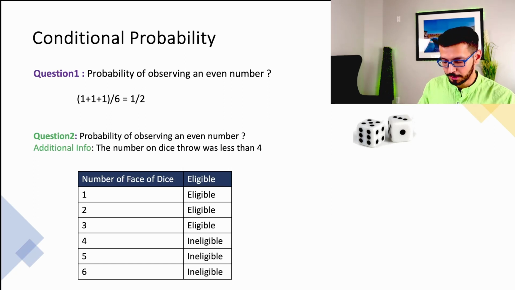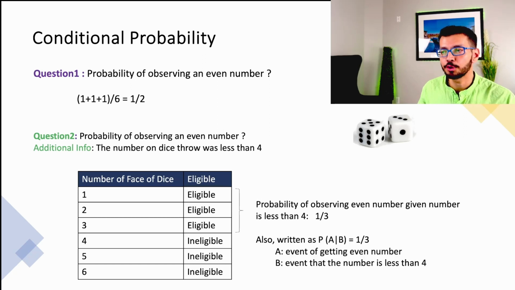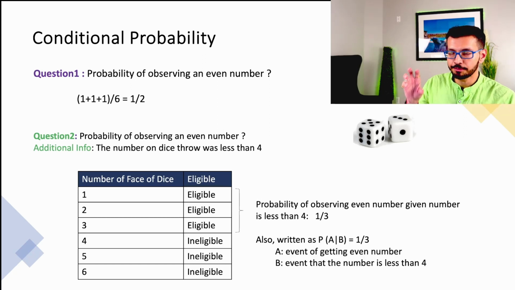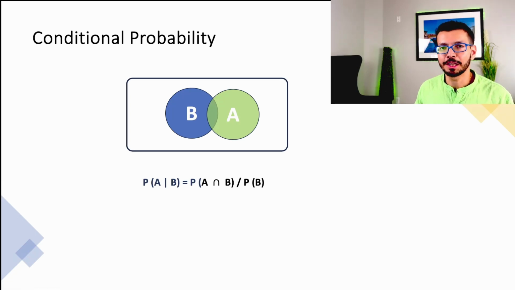They are ineligible. So given this additional information, the probability calculation will be 1 upon 3, because for the numerator, only 1 number qualifies, which is 2, and for the denominator, 3 numbers qualify, which are 1, 2 and 3. So this is a classic example of conditional probability. You can also denote this with the probability P(A given B). The event A here is the event of getting an even number, and event B here is the event of getting a number which is less than 4. This way of denoting the probability is very important to understand because we'll keep on using it again and again as we move forward.